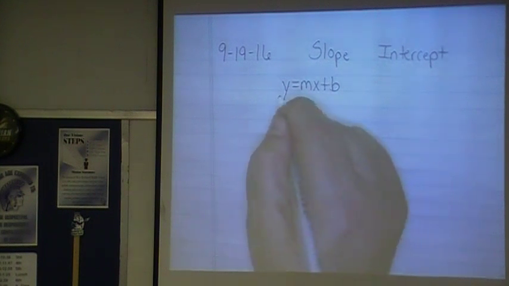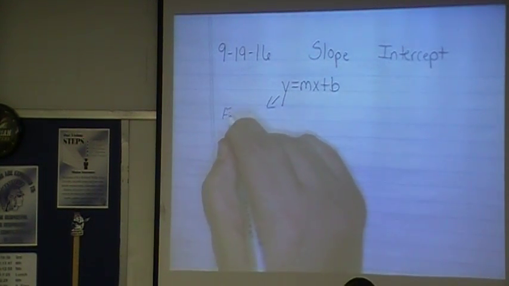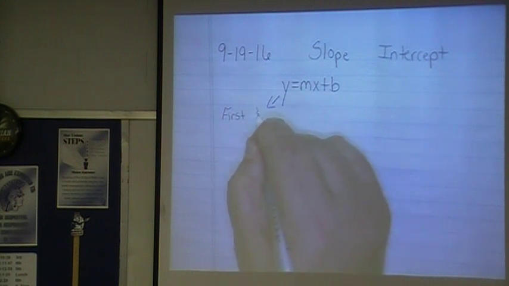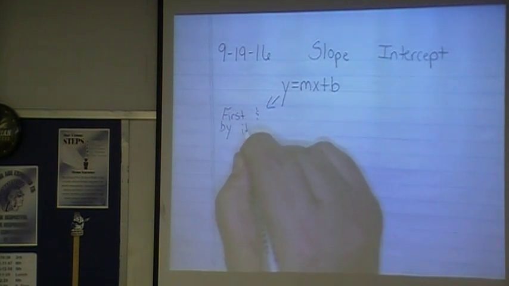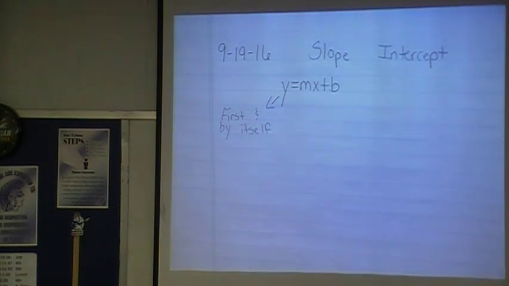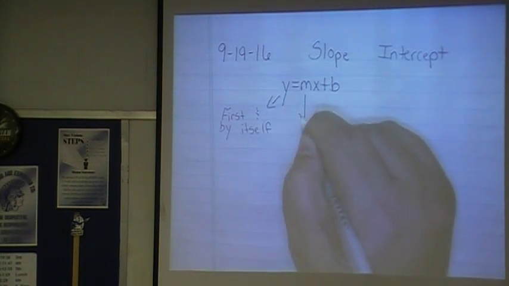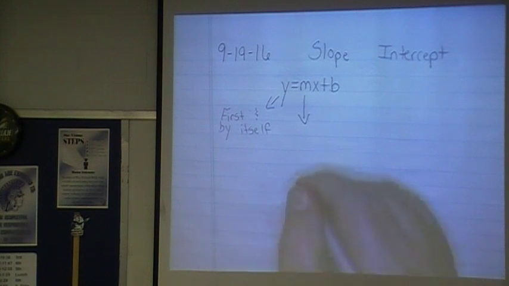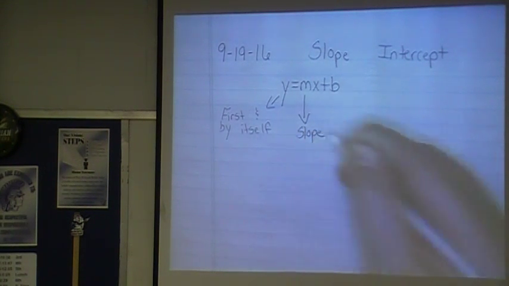The y needs to be first and by itself. Now remember, when you take notes, the point of the notes is to help you later on. If you write so sloppy you don't know what you wrote down, you might want to slow down, make sure you got it. M. The M is your slope.